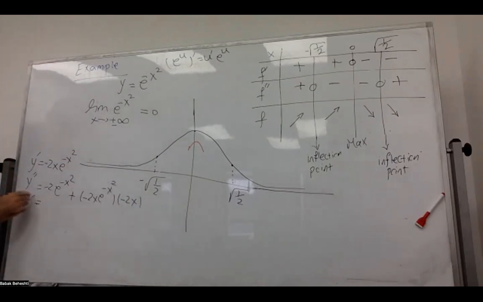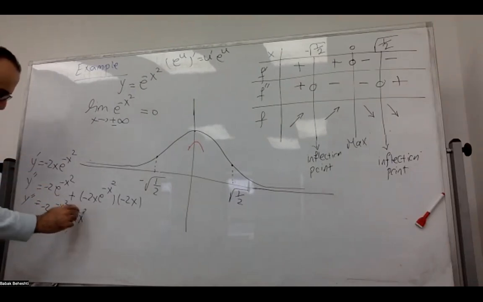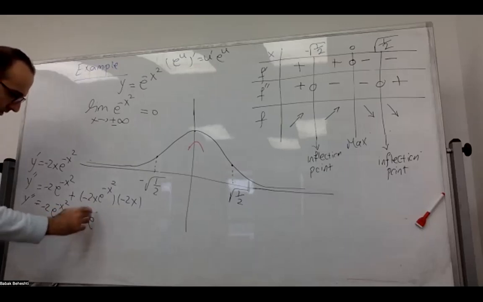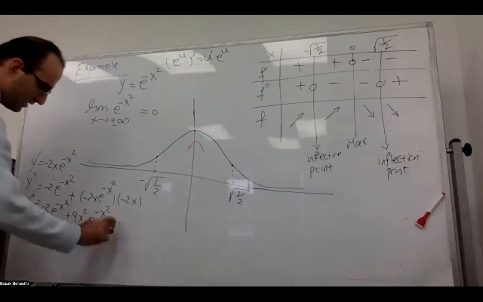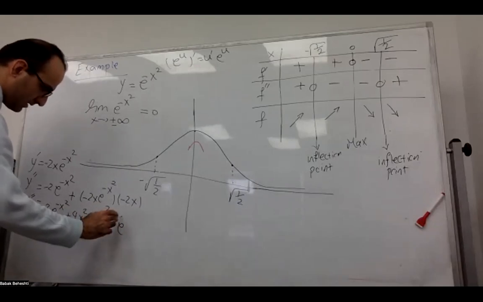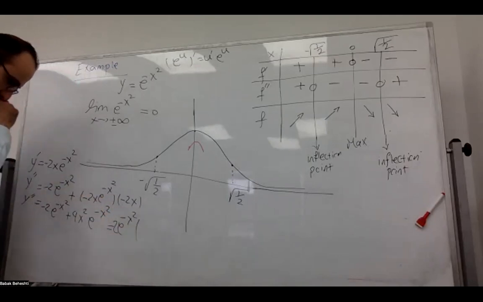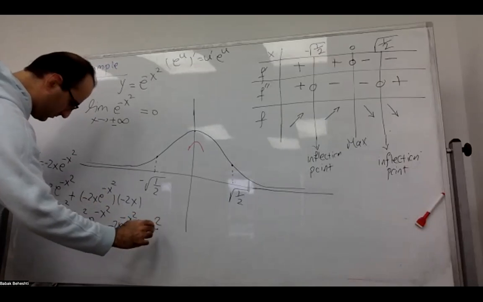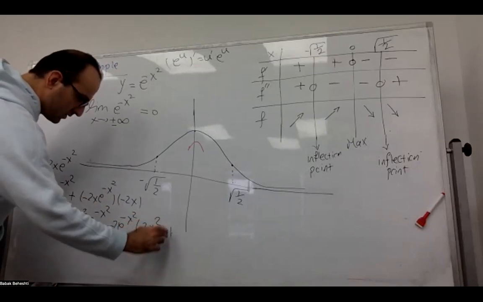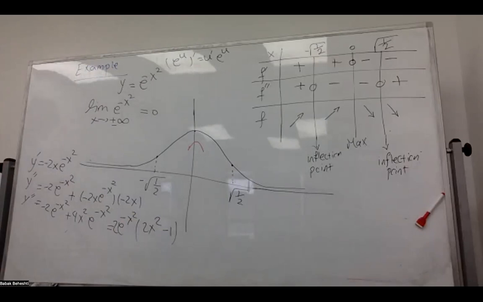So y double prime is minus 2 times e to the power minus x squared plus 4x squared e to the power minus x squared. So y double prime is 2 e to the power minus x squared times (2x squared minus 1). So this is y double prime.